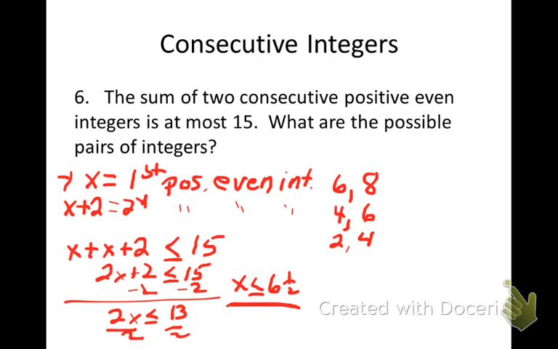Are there any others? Would 0 work? No, it's even, but it's not positive. So these would be my 3 pairs. So it did say find all possible pairs of integers. So you can't just stop with one of them on this.